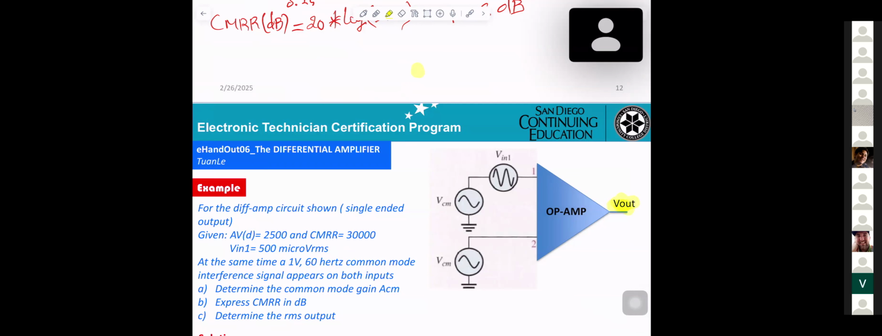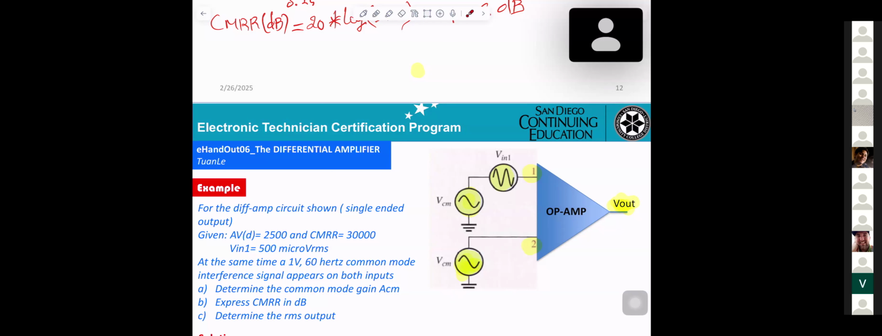Single-ended output. However, you get input 1, input 2. Input 1, you get 2 signals. This is one signal, V in 1. This is VCM1, VCM2. That means 2 signals here. Basically, this guy and this guy will be the noise. That means they will be identical.